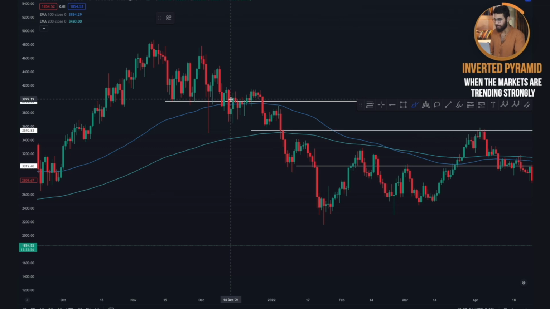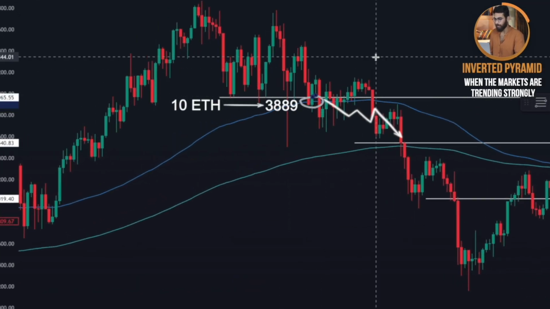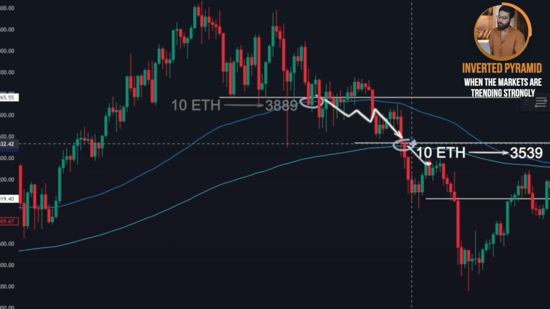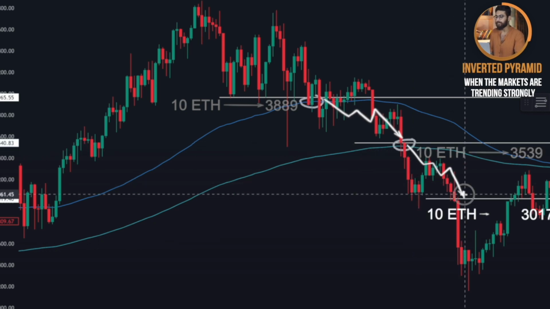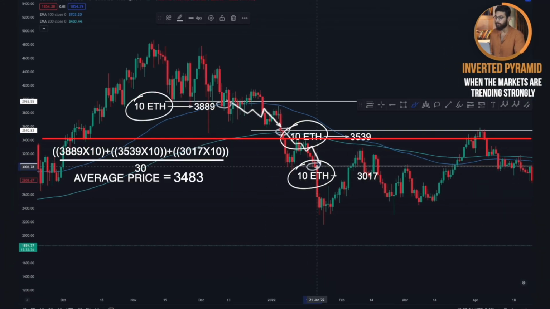So let us say that here you sold 10 Ethereum at 3889 and the price moved down and you got another entry and sold 10 Ethereum at 3539 again. So let us say you again got an entry and sold 10 ETH at 3017. Now you sold 30 Ethereum with an average price of 3483.